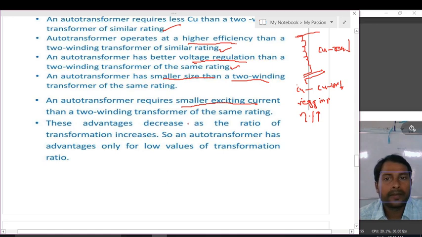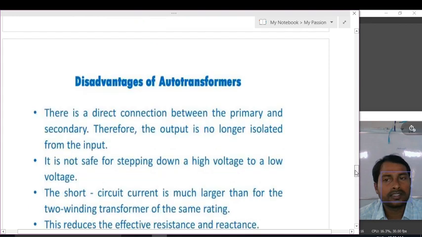And so the advantages decrease as the ratio of the auto transformer increases. In the auto transformer, the advantage is only for low values of the transformation ratio, but as the K value increases, the advantage will be different. Okay, next let us discuss the disadvantages.